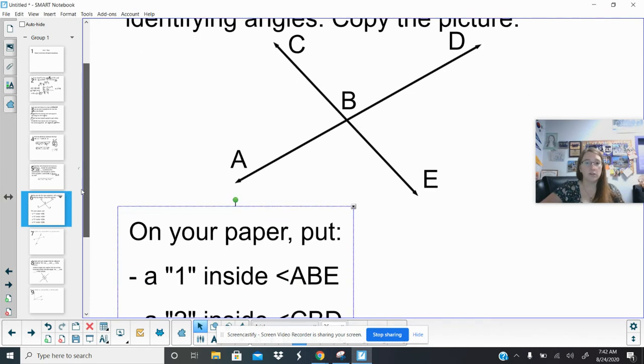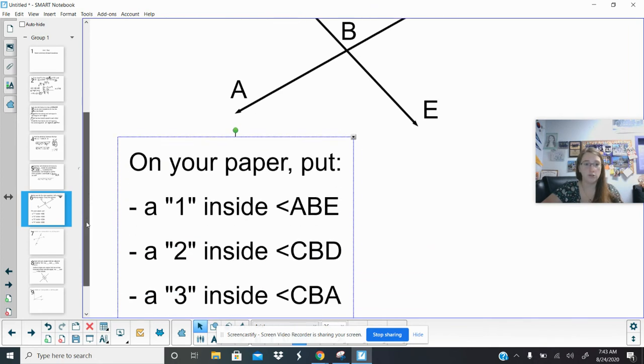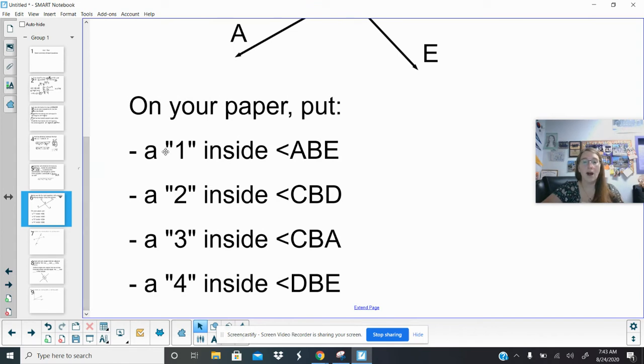Okay, so here's what I want you to do. You have this picture copied. Make sure your letters are in the correct order, otherwise you're going to get jumbled up. What I want you to do, we're going to pause the video again. You're going to put a 1 inside angle ABE. I'm going to go ahead and give you this one so you understand what I mean.